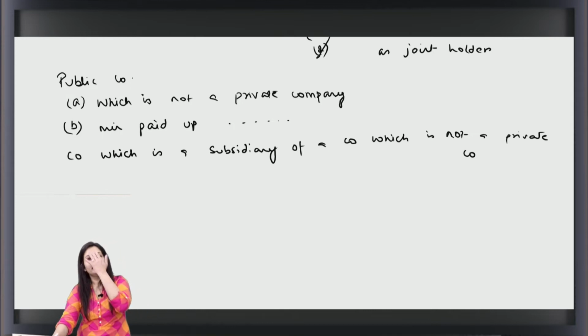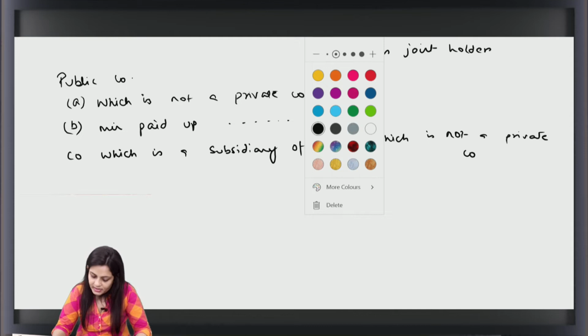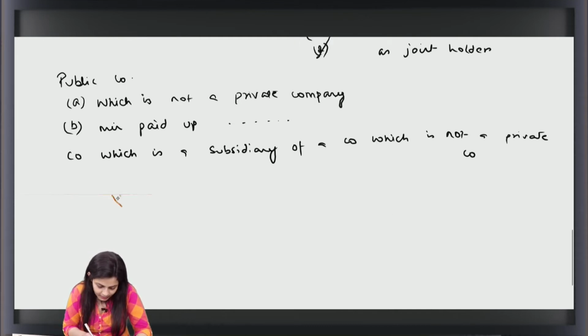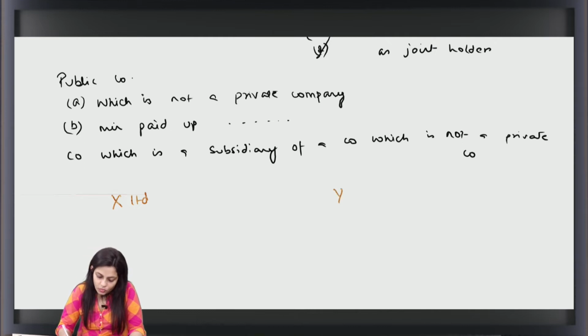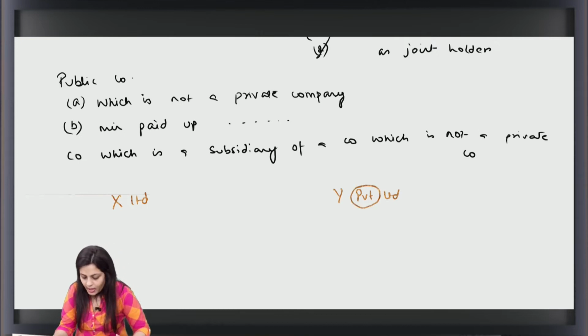Company which is a subsidiary of a company which is not a private company. What do I mean by this? Let us just take an example. Let's take a different color to understand the example. Let us say there is this X Limited, and there is this Y Private Limited. One thing that is clear is it's a private company, whereas this is a public company.